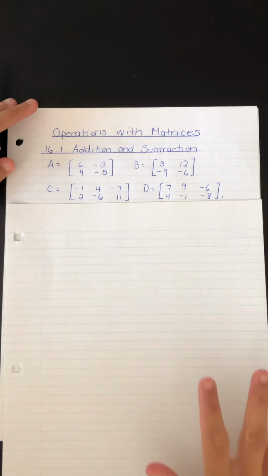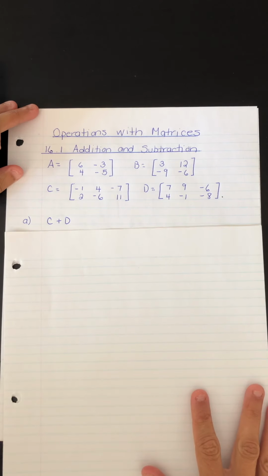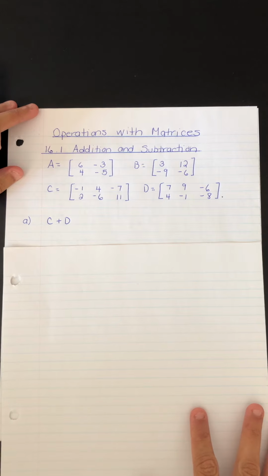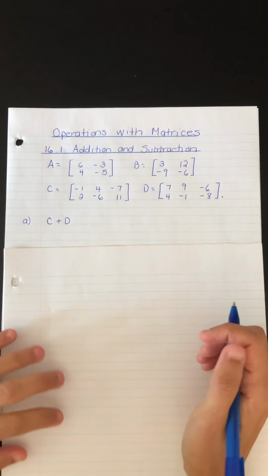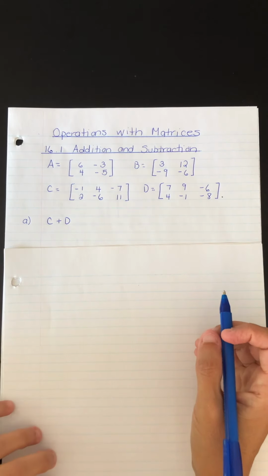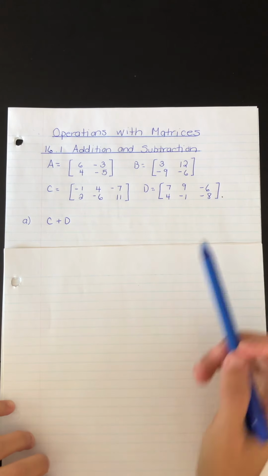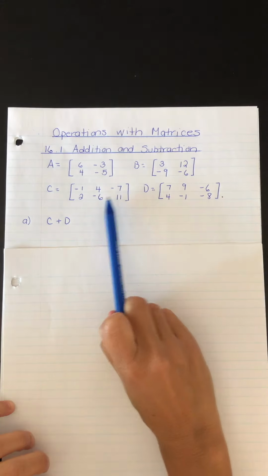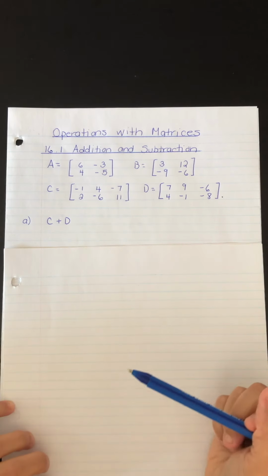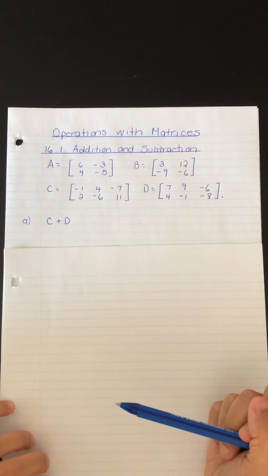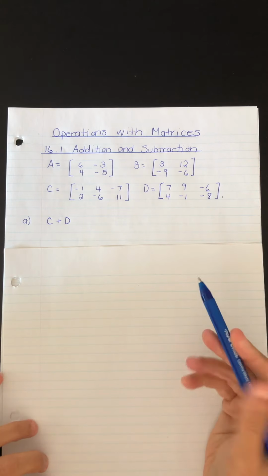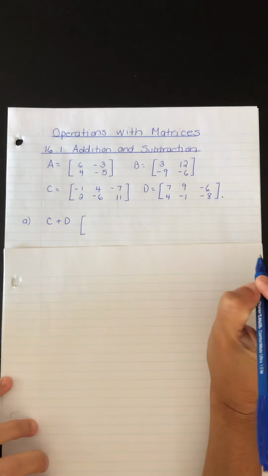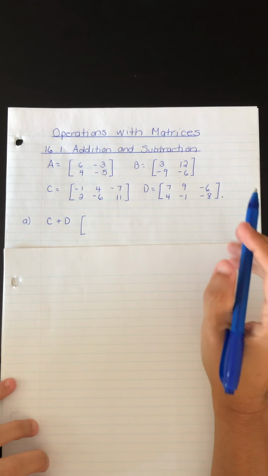Okay, let's look at some examples. In our first example, we're going to be adding C and D. In order to perform the addition, you have to make sure that the matrices are exactly the same size. So this is the case for these 2 matrices, which again are 2 by 3 in size. So to perform the sum, all you do is add the corresponding elements.